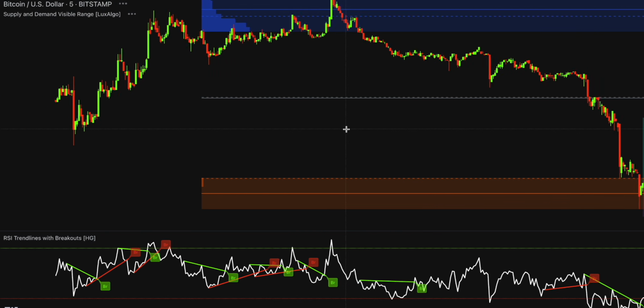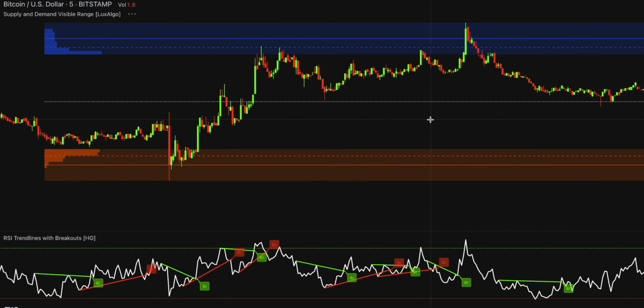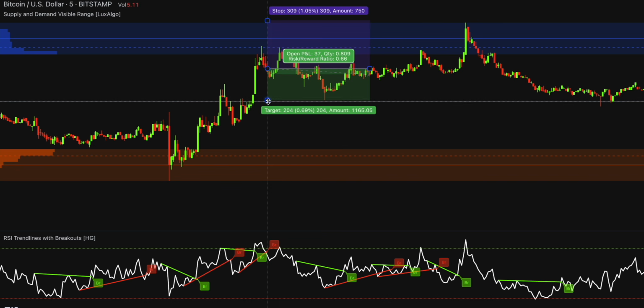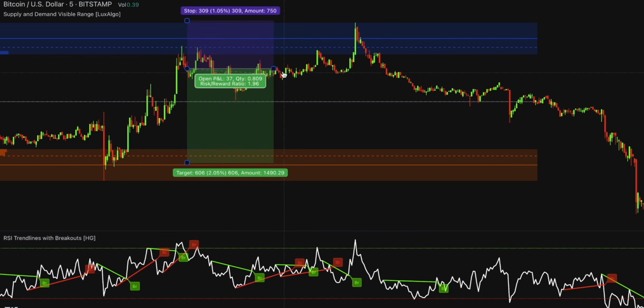We're currently looking at the price of Bitcoin on the 5-minute time frame, and as you can see, the signals are very accurate. So give these indicators a try, but be sure to backtest and forward test them before trading live.